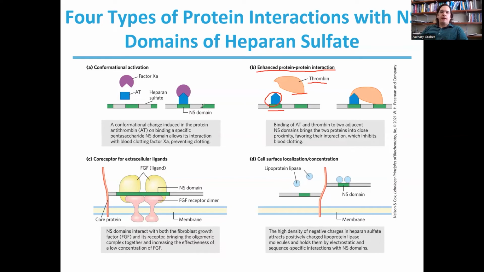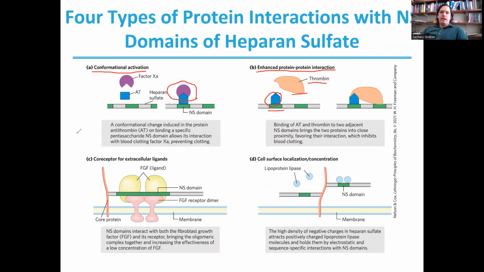Some of the other mechanisms that our glycosaminoglycans will use to increase protein interactions are through conformational activation. So we might have a protein that will bind to our heparin and then be activated by switching into a separate conformation to then increase the binding to its binding partner.